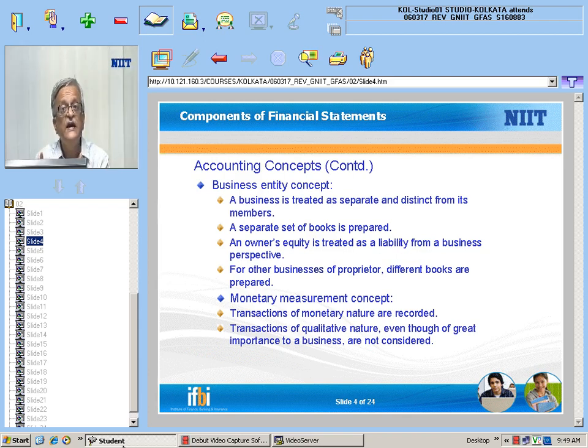So a business entity is separate, and if I as a proprietor have invested some money in the business, then my money which is invested in the business, as far as the business is concerned, is taken as a liability. So in the balance sheet, my investment in the business is treated as a liability as far as the business is concerned. So the business entity is separate and distinct. This is the first important concept of accounting. A business is treated as separate and distinct from its members. Members means the owners. And separate sets of books are there. And owner's equity is treated as a liability. And for other businesses, separate books have to be kept.